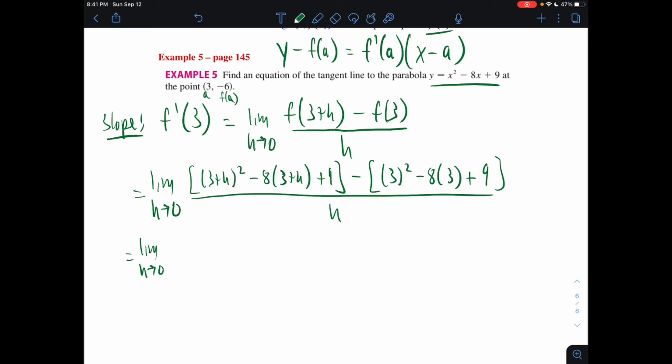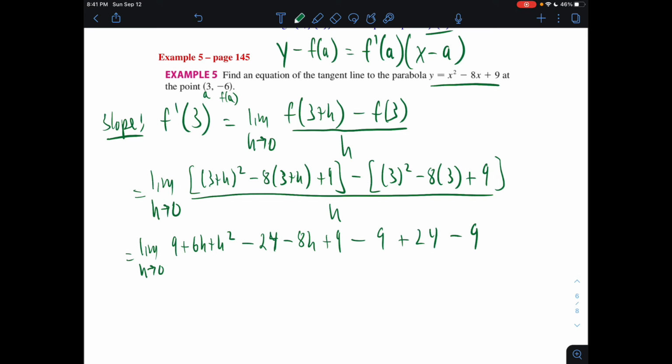So multiplying out in the numerator, (3 + h) squared is 9 + 6h + h squared, minus 8 times (3 + h), so that'll be negative 24, and then minus 8h, plus 9, minus... I've got a 3 squared, which is 9, a minus of a minus 8 times 3, so that'll be a plus 24, and then a minus of 9.